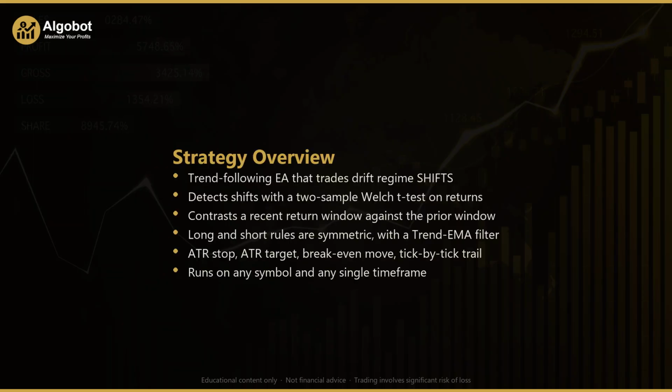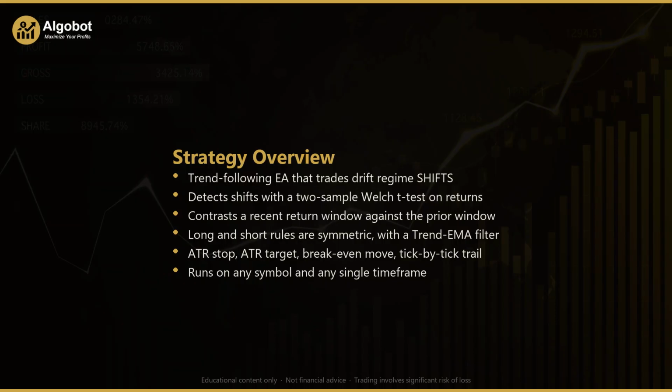So what exactly does this expert advisor do? At its heart, Drift Contrast Regime Shift is a trend-following system with an unusual detection method. Most momentum systems ask a one-sample question: is there drift right now? The trouble is that a strong, already running trend answers yes on every single bar, which tends to make those systems enter late and give a lot back. This strategy asks a sharper question: has the drift just changed?